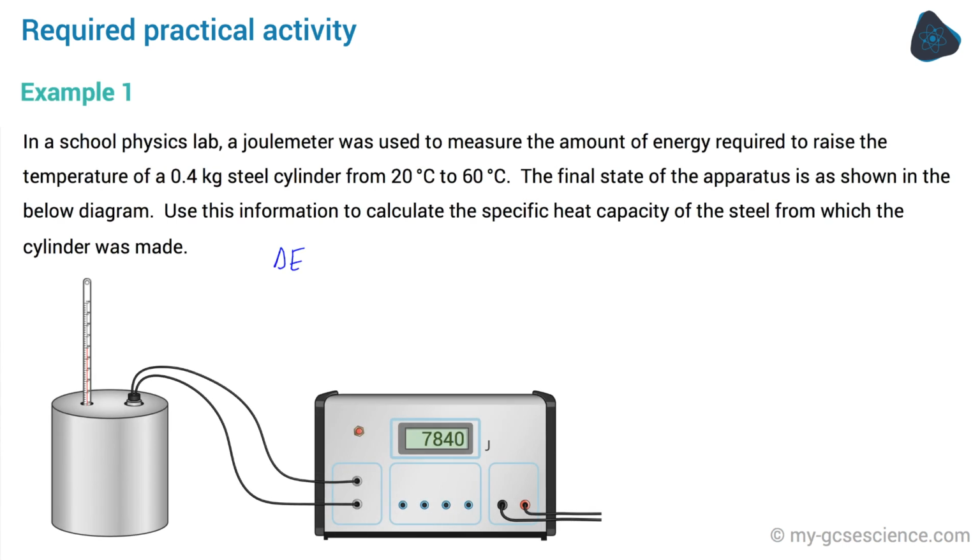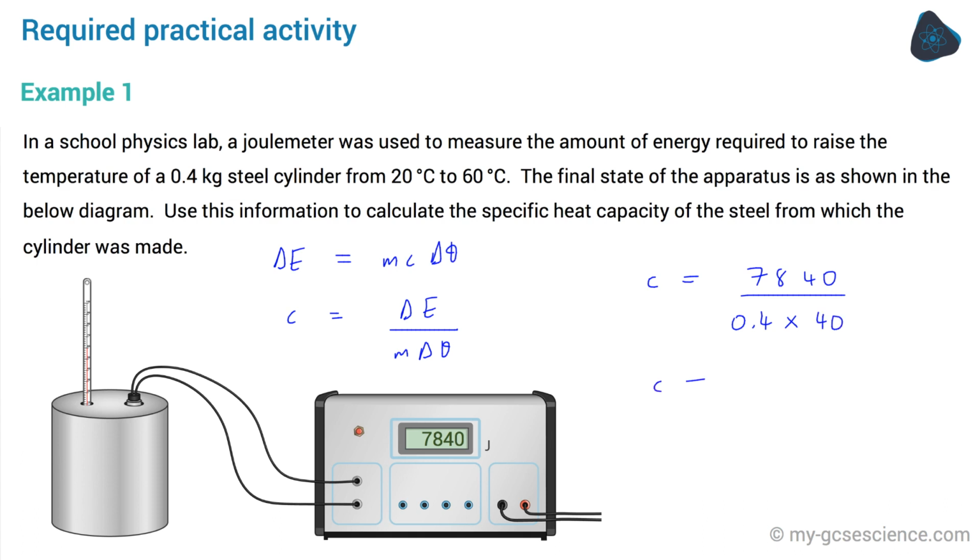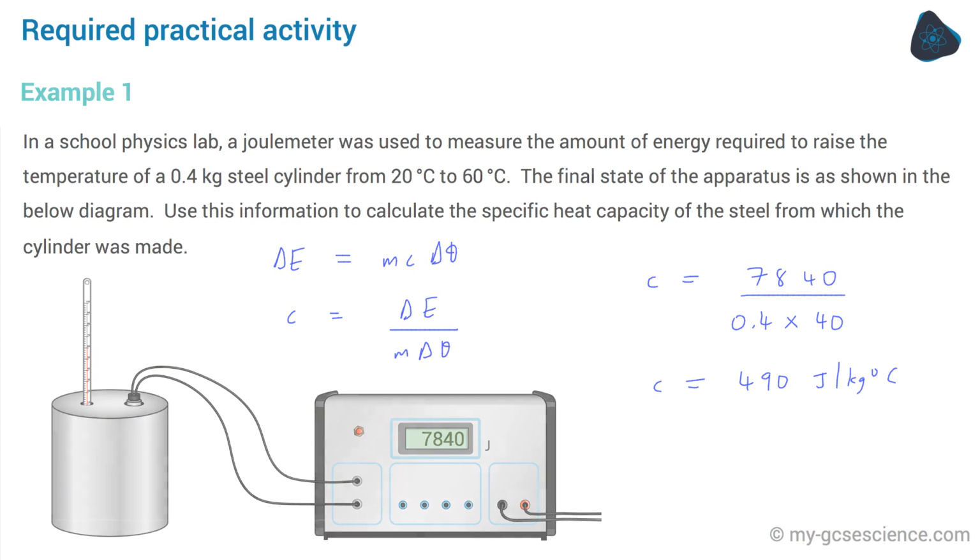Our equation again is ΔE equals mcΔθ, which we rearrange to give C equals ΔE divided by mΔθ. Here, we can see that the amount of energy transferred to the steel was 7,840 joules, its mass was 0.4 kilograms, and its increase in temperature was 40 degrees Celsius, so that gives a value for its specific heat capacity of 490 joules per kilogram per degree Celsius.